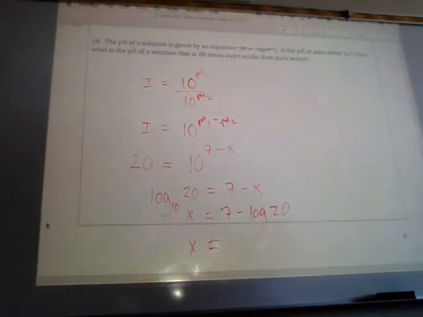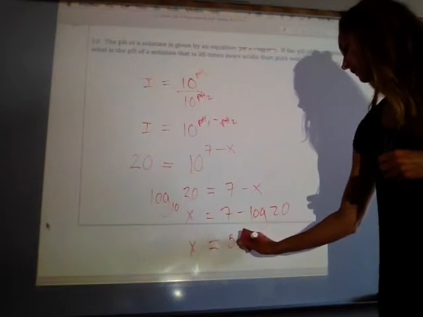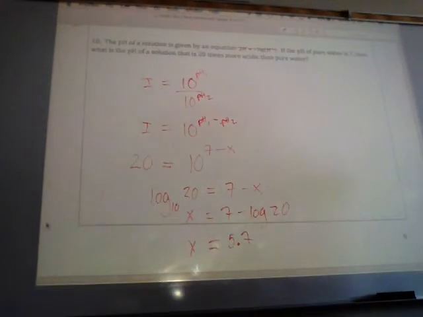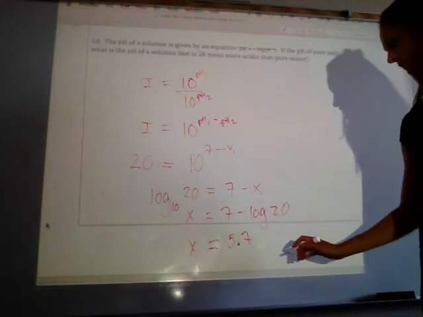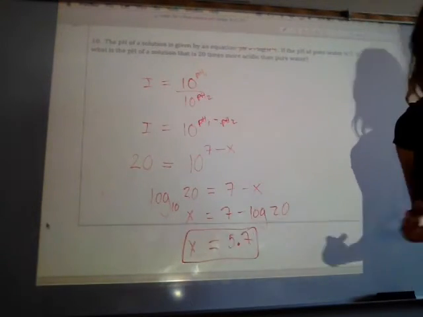So what do we end up with? 5.7. Okay. It doesn't say, sorry, I didn't put what to round to. Just be careful whatever it asks you to round to. You're specific with that. Okay, so the unknown pH of the solution would be 5.7.